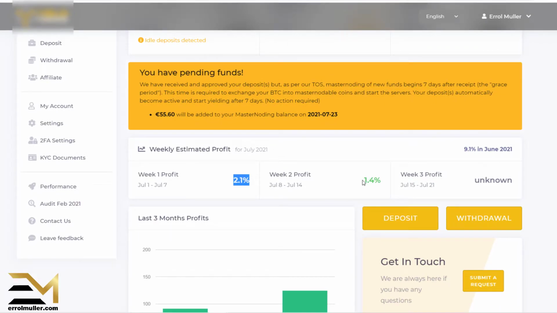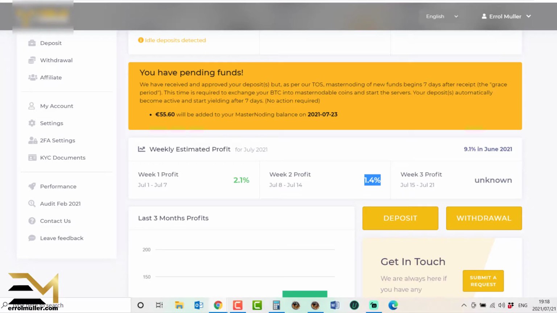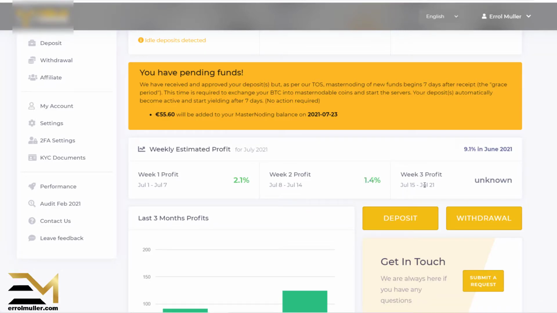For the second week, we already had a 1.4% return, and then for week 3, it's still unknown. It will update today, which means it will show tomorrow. Then we'll know what the profit is for tomorrow.